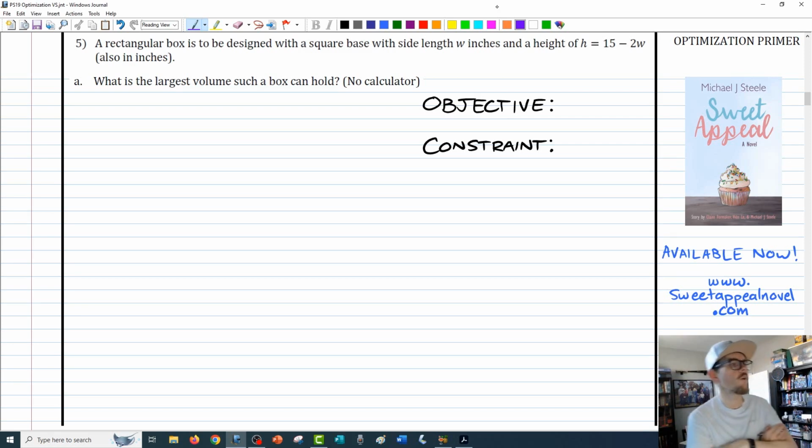So in our situation here, though, we've got a rectangular box. It's going to be designed with a square base with side length w inches, and a height of h equals 15 minus 2w. So just right off the bat, that's a lot of information to throw out there.